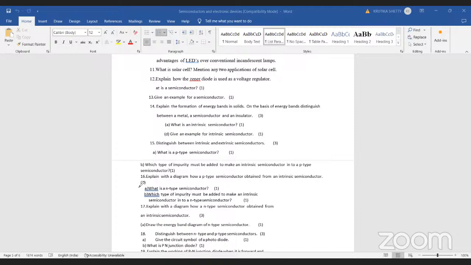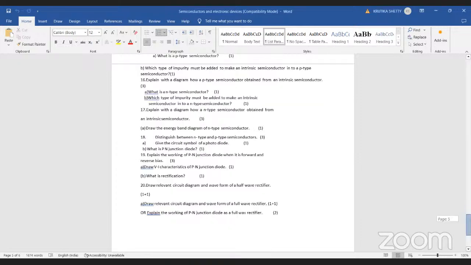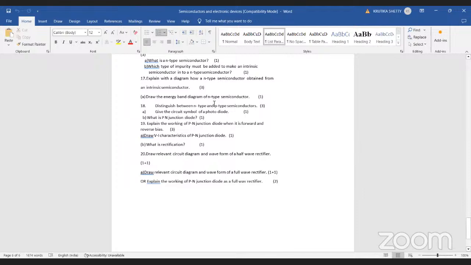Okay, so question number 16 is the same: explain with a diagram the p-type semiconductor. Next, what is an n-type semiconductor? Which impurity is added? Pentavalent impurities are added for that. Question number 17: you need to explain with a diagram how an n-type semiconductor is obtained from the intrinsic semiconductor.